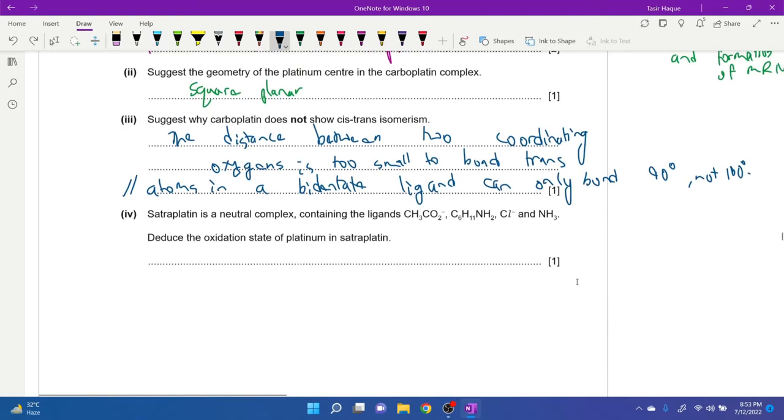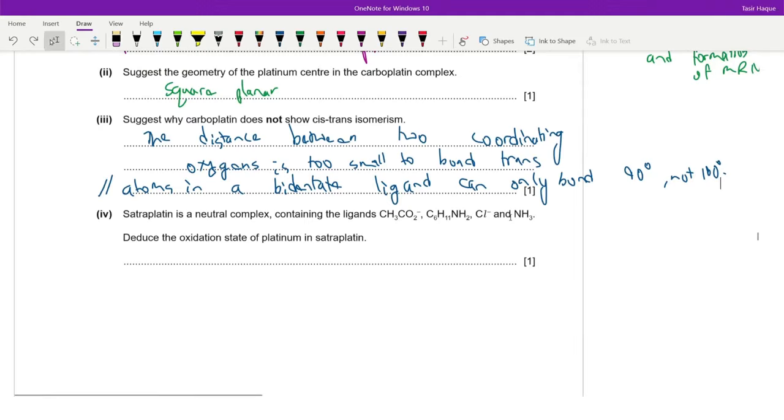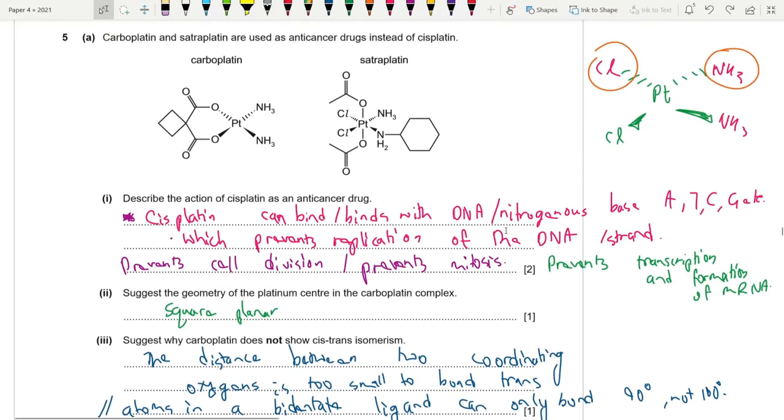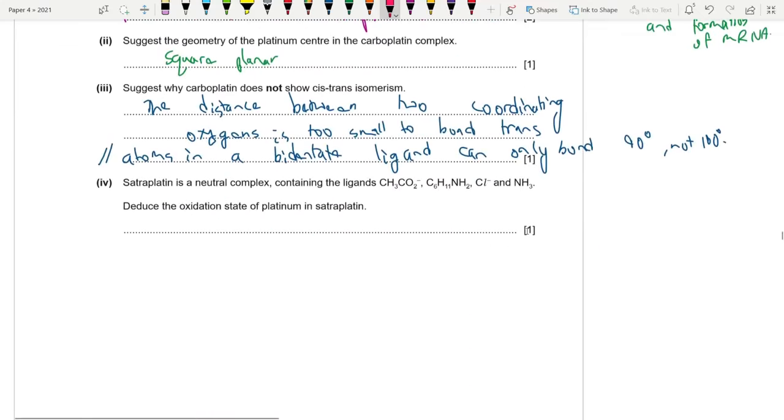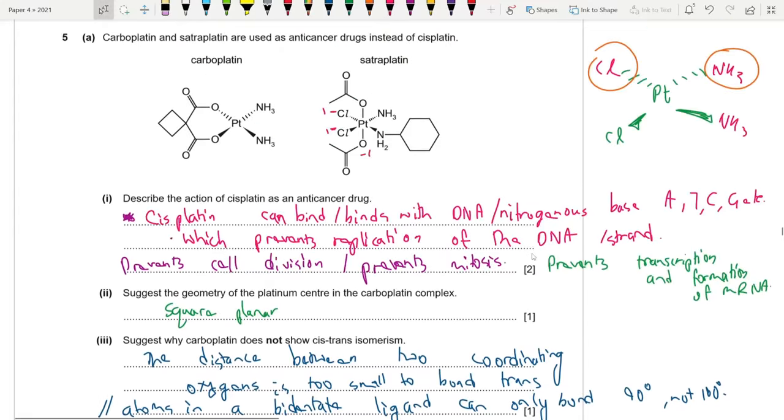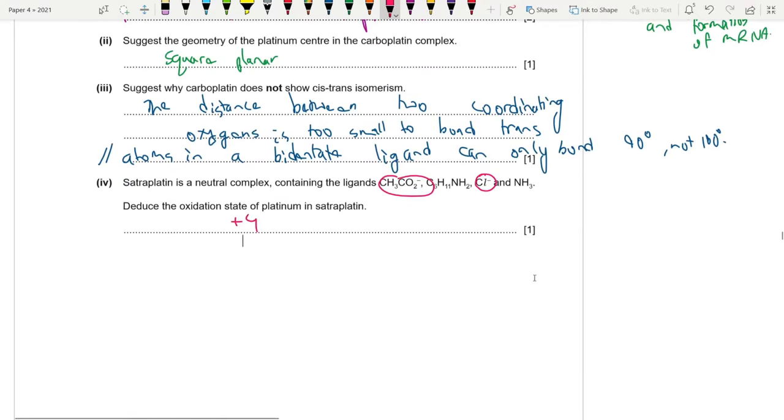Satraplatin is a neutral complex containing the ligands ethanoate and C6H11NH2, Cl, NH2. Deduce the oxidation state of platinum in satraplatin. Ammonia and this ligand don't have any charges. Each chloride has a charge of -1. Each ethanoate ion also has a charge of -1. So in total, the net charge is -4. So the charge of platinum should be +4. That's it.